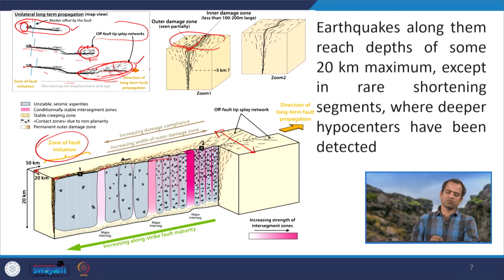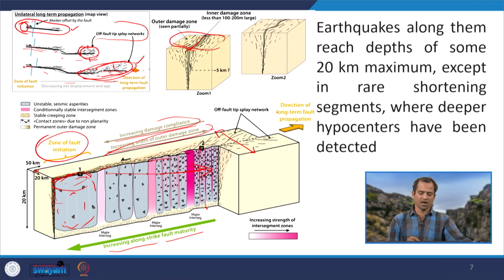Similarly, depth wise, at the initial time the damage was very less, and gradually once you move towards the propagating zone, the damage is increasing. So, here we have increasing average compliance and increasing width of the outer damage zone in this direction, and increasing along-strike fault maturity. That means this fault becomes more and more mature towards the initiation zone and the direction of long-term fault propagation. And this color shows the increasing strength of the intersegment zone.